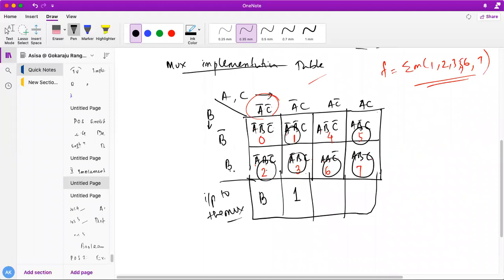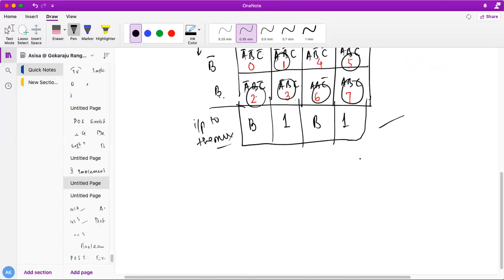So what is the corresponding value in B? Here both are rounded. This is 1. So very simple. This is the way you can find out the input to the mux. And finally, you can draw the mux circuit with this particular A, and C is your select line. Okay. Do you all understand?